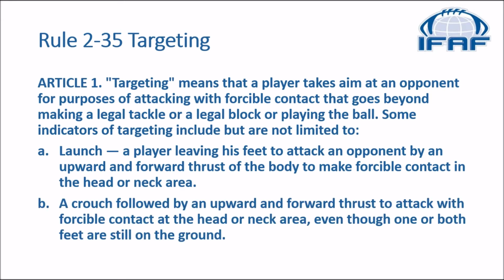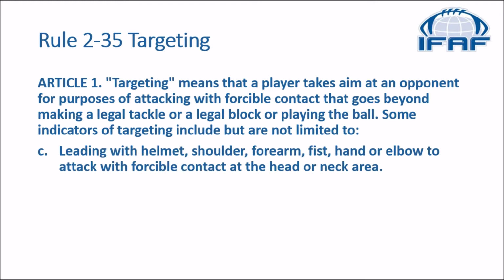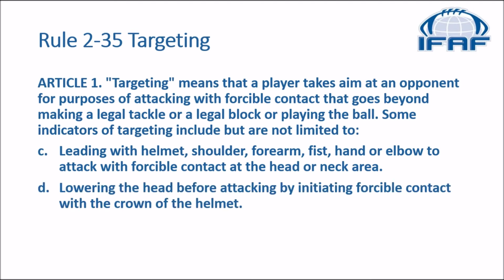B, a crouch followed by an upward and forward thrust to attack with forcible contact at the head or neck area, even though one or both feet are still on the ground. C, leading with helmet, shoulder, forearm, fist, hand, or elbow to attack with forcible contact at the head or neck area. And D, lowering the head before attacking by initiating forcible contact with the crown of the helmet.